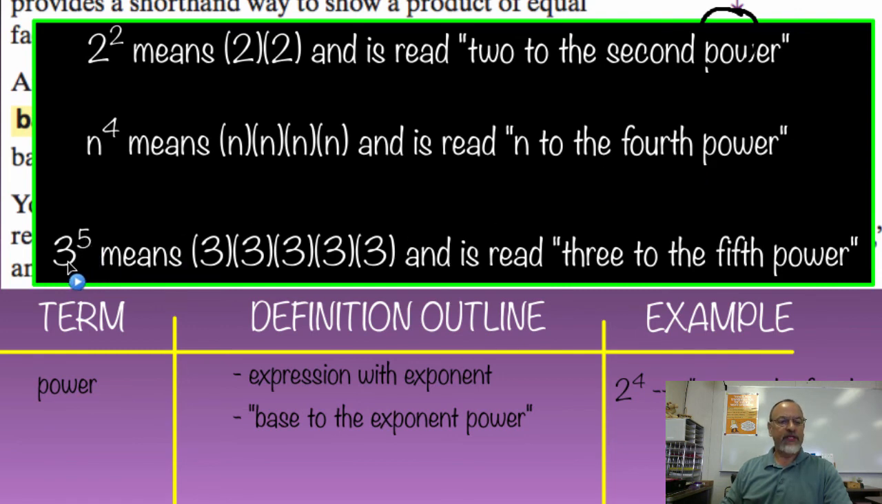3 to the 5th means multiply 3 by itself 5 times. 3 times 3 times 3 times 3 times 3. So 3 is a factor 5 times, and we read that as 3 to the 5th power. Okay, so that's what a power is.